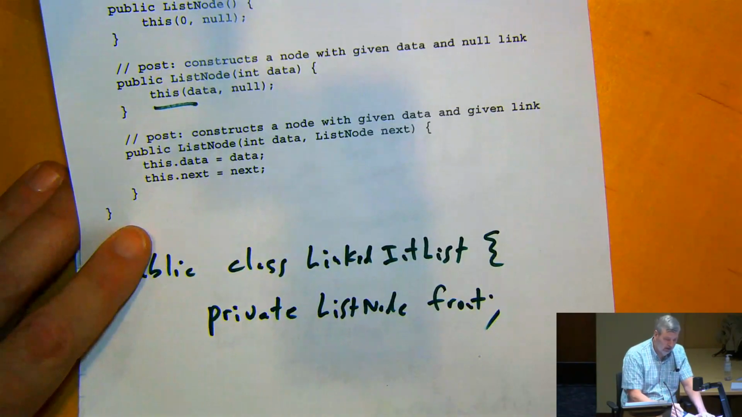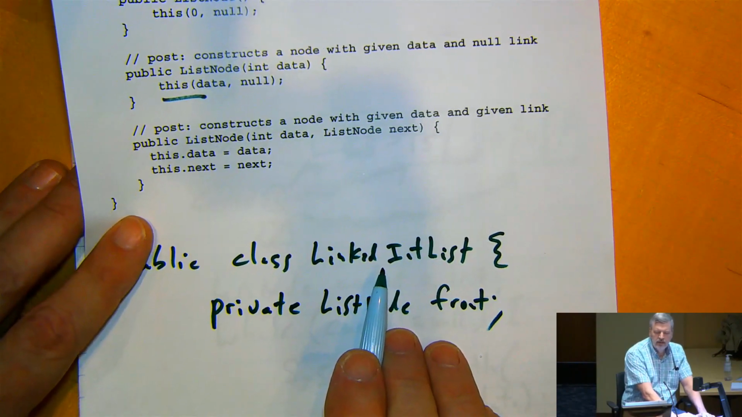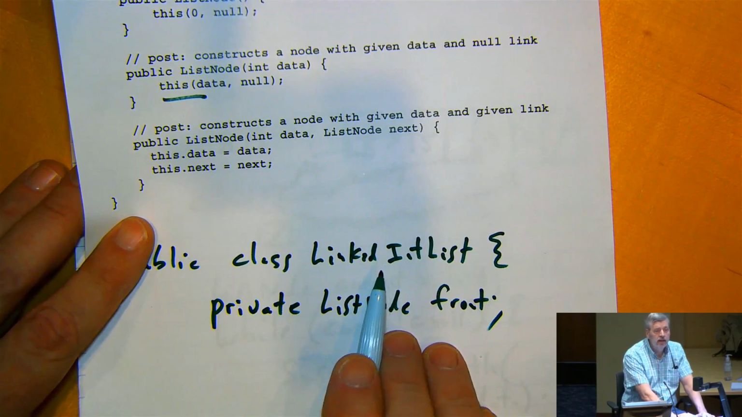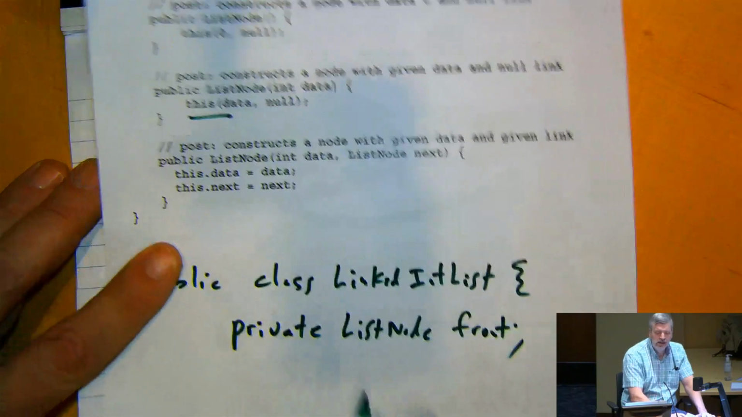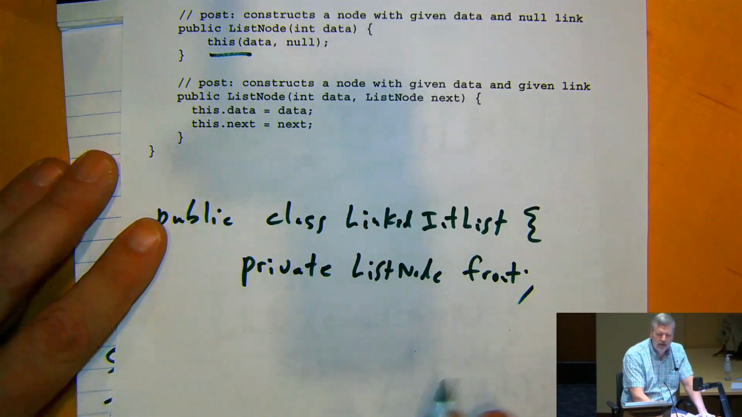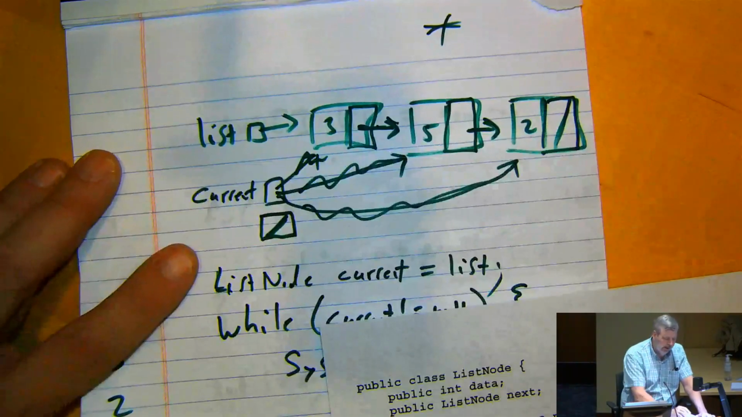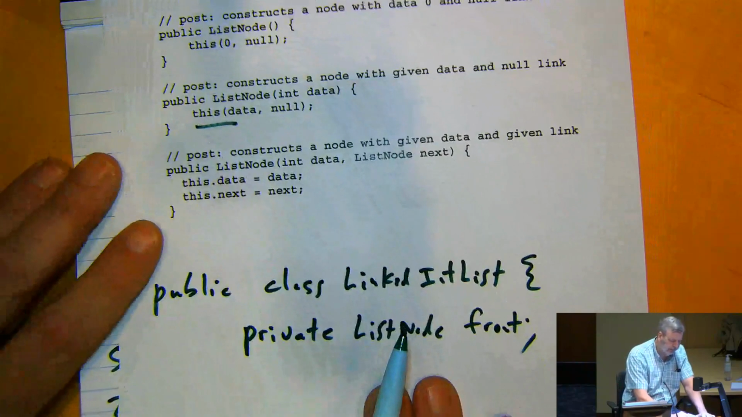Basically all of the questions in section tomorrow are going to involve implementing different methods of the linked int list class that match methods that we had in the array int list class. So we certainly are going to want a size method, but we're going to do it in the inefficient way. Instead of storing the size, we're going to actually compute it by starting at the front and then just going to the end and counting as we go.